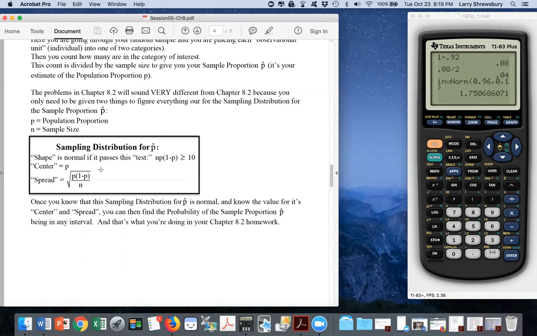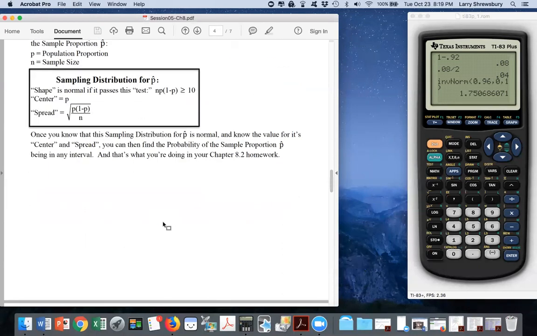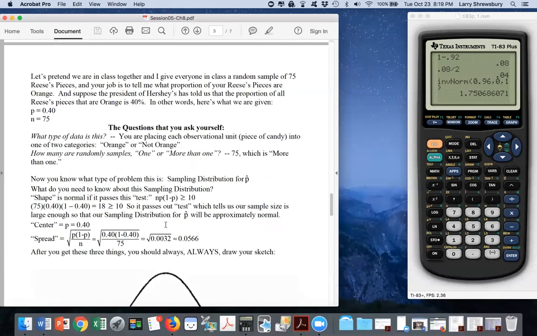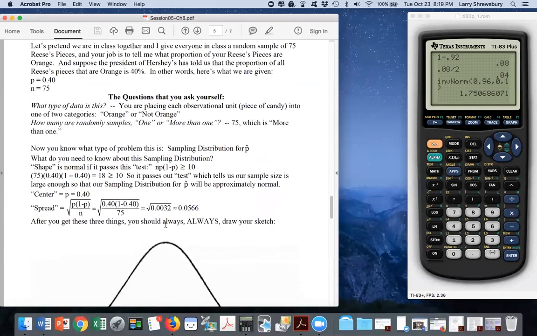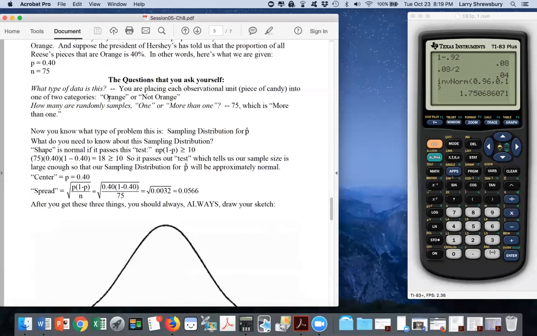And so you'll see that all you need to know to figure out the shape, center, and spread is the population proportion and the sample size. Then you could find out everything else, and that's what we'll be doing. So the questions you ask yourself: what type of data is this? How many are randomly sampled, one or more than one? In other words, the little flowchart questions.